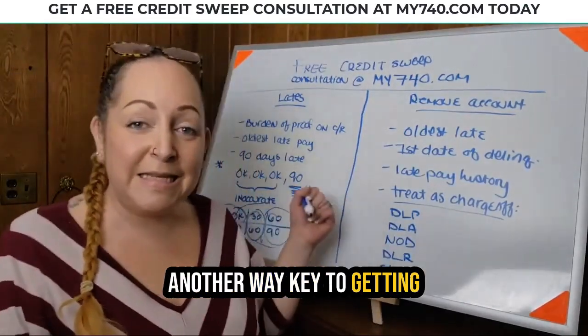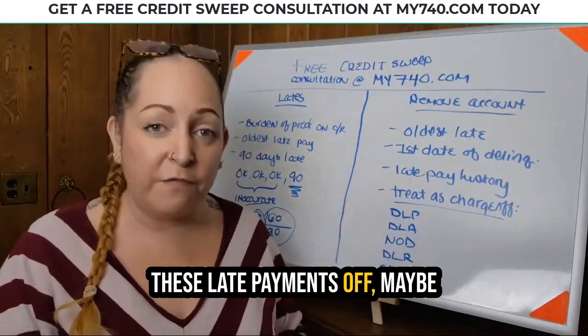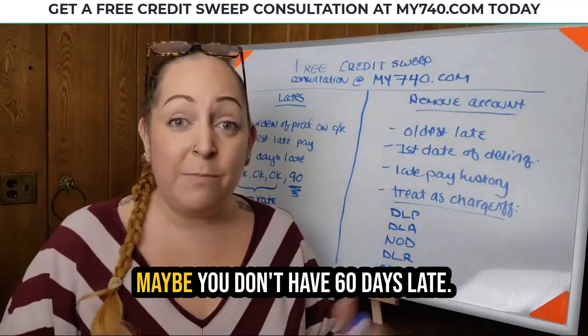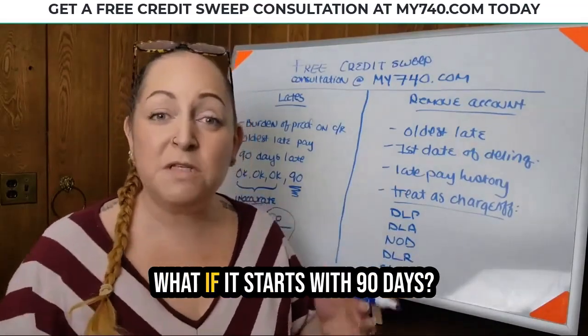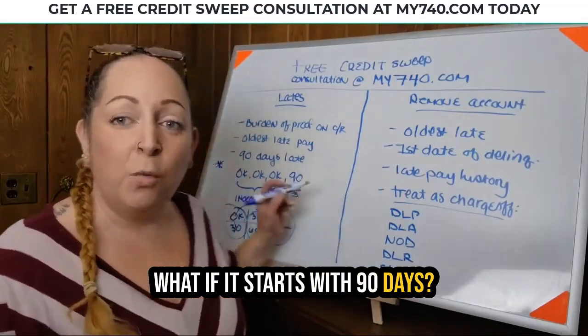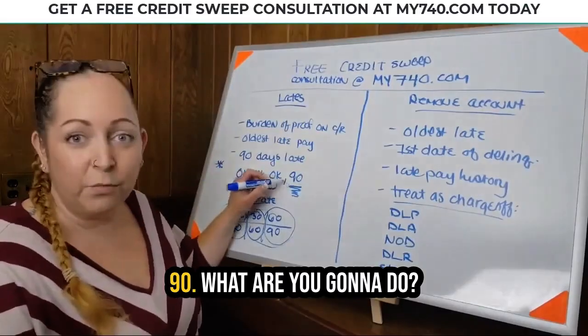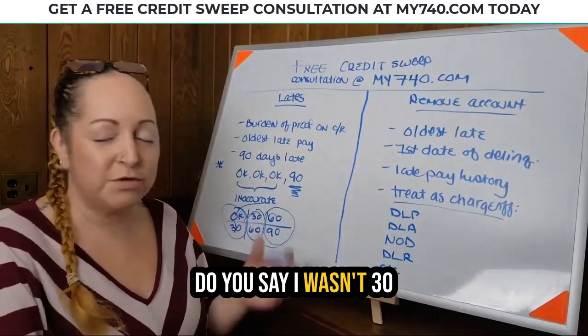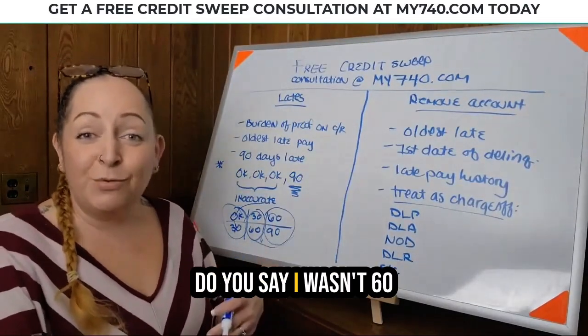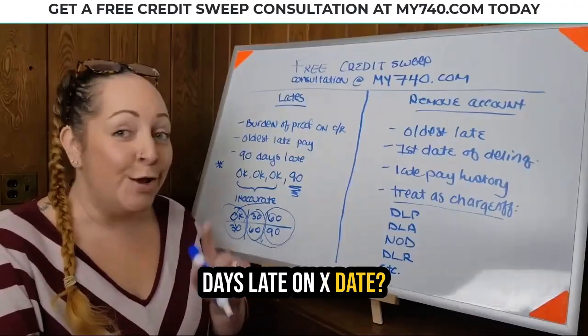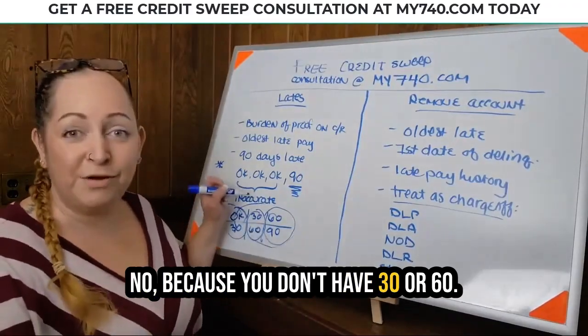Another way, key to getting these late payments off: maybe you don't have 30 days late. Maybe you don't have 60 days late. What if it starts with 90 days? What if it says 90? What are you going to do? Do you say I wasn't 30 days late on X date? Do you say I wasn't 60 days late on X date? No, because you don't have 30 or 60.